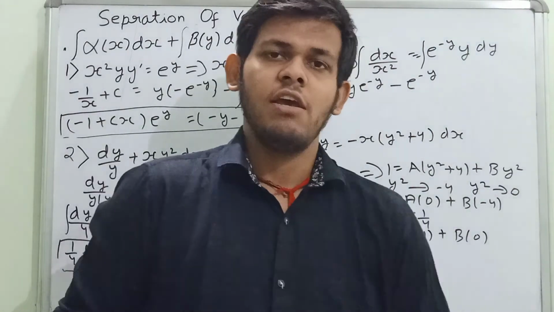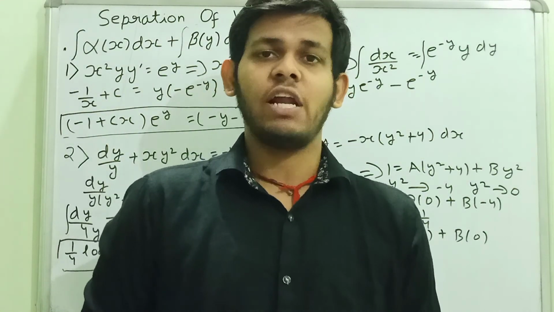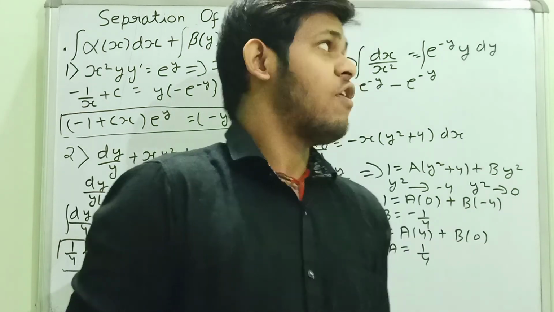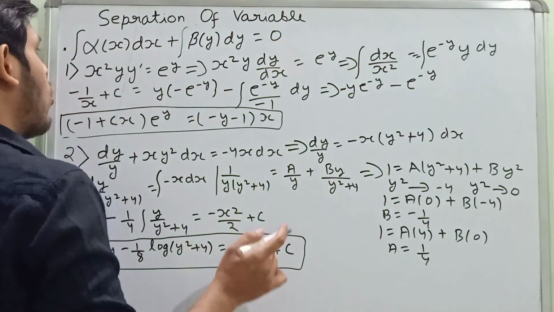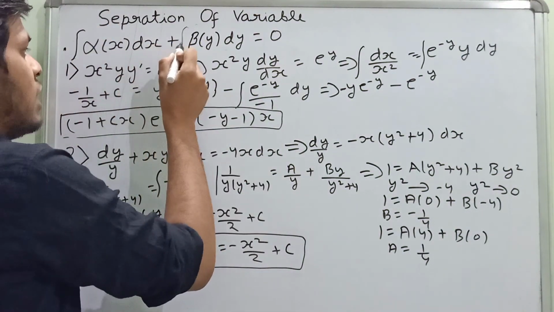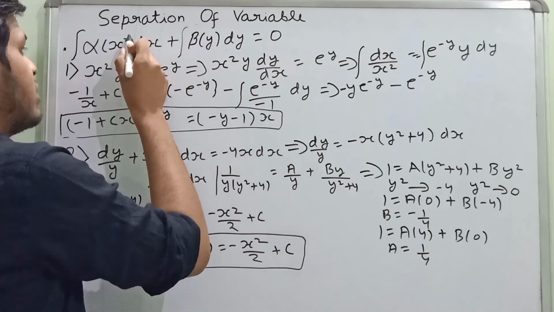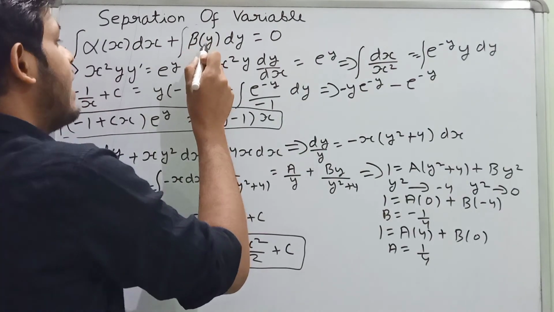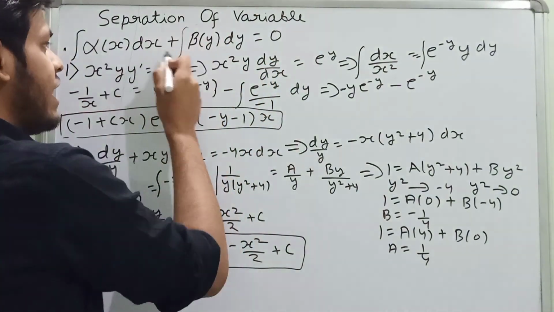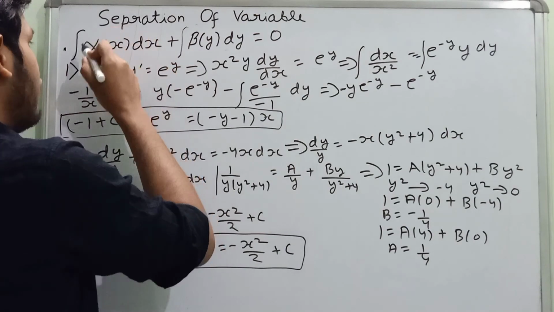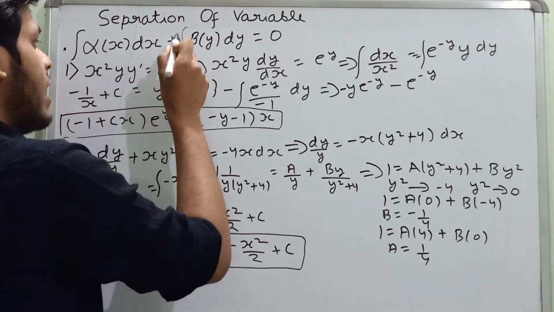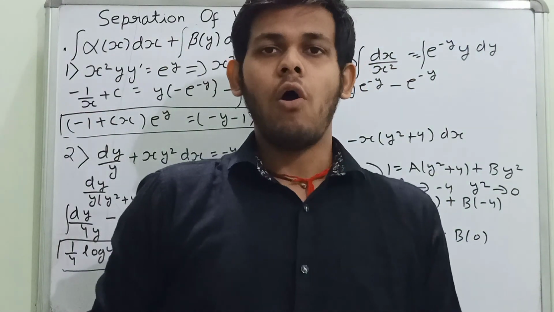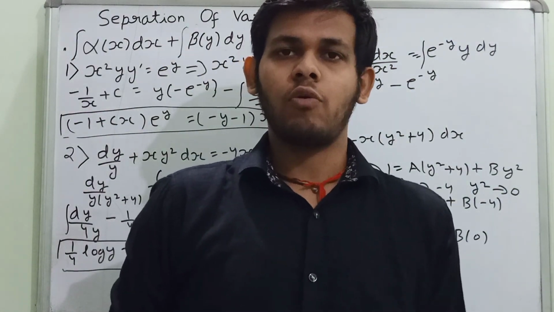So friends, in this way we can solve any first order linear differential equation using the separation of variable method, only if we are able to convert that equation into this form, alpha x dx plus beta y dy, where alpha x is a function containing the x variable only and beta y is a function containing the y variable only. After converting it into this form, we integrate the alpha x function with respect to x and the beta y function with respect to y, and the solution we get will be our original solution of the linear differential equation of first order.